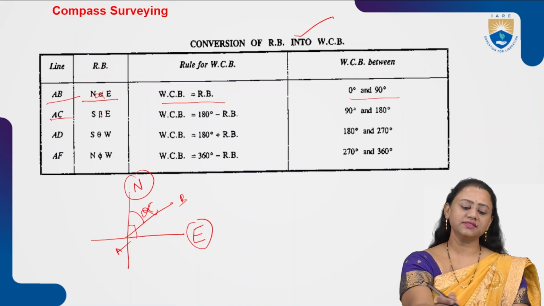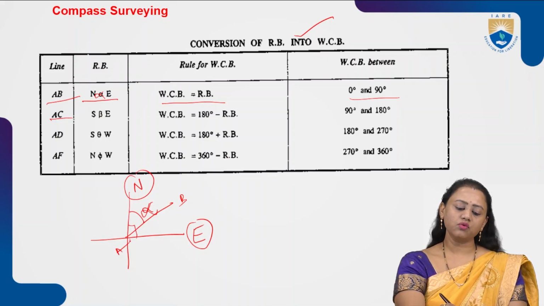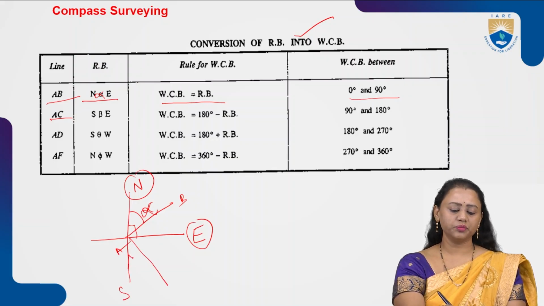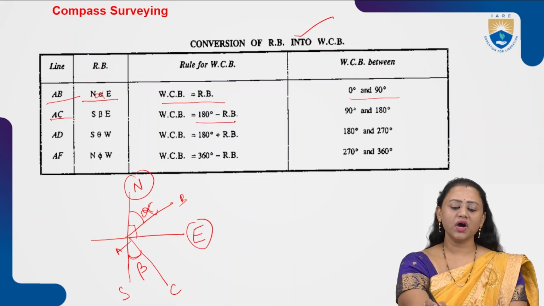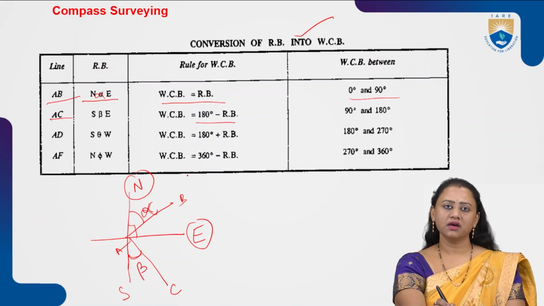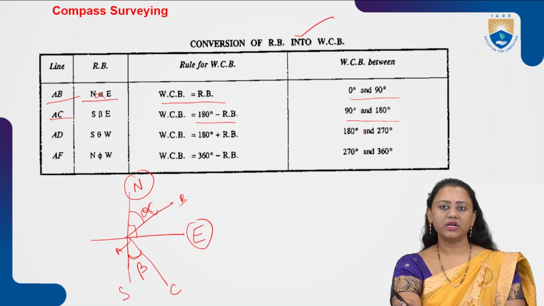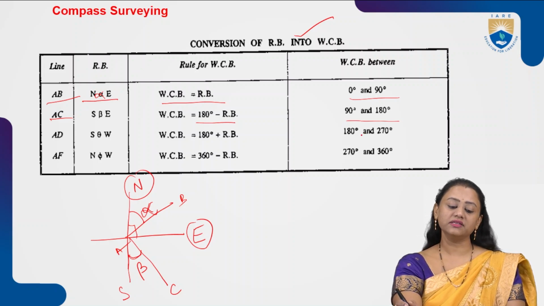Similarly, if I take AC in the second quadrant, so we are measuring from southeast, and this is going to be the angle beta. So there is a line AC in the southeast quadrant, and the angle being beta, the whole circle bearing is going to be 180 degrees minus the reduced bearing, and the whole circle bearing is going to lie between 90 degrees and 180 degrees.